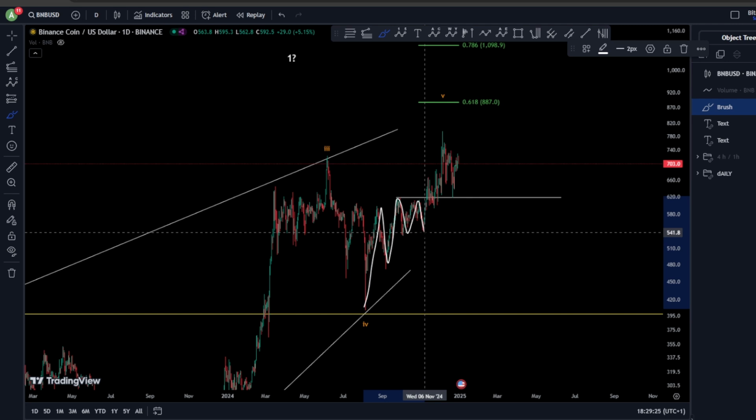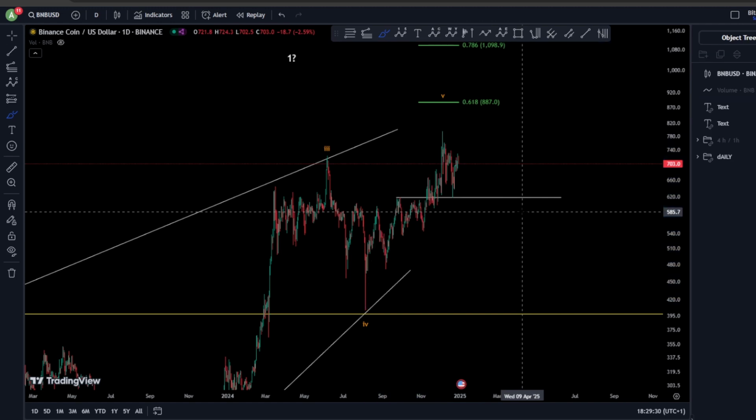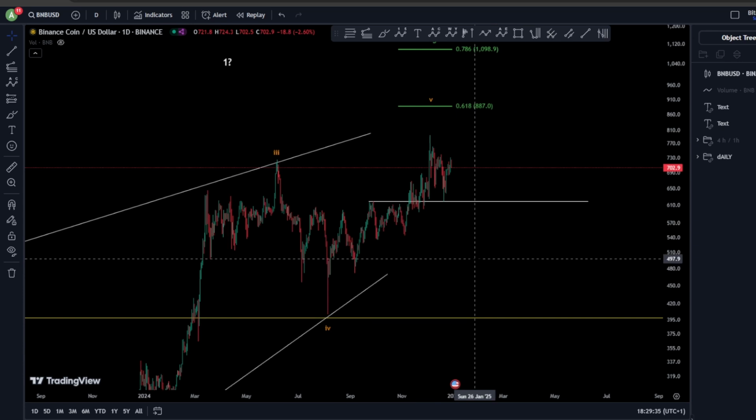And having an ABC here as another zigzag, and then 1, 2, 3, 4, 5, again ending diagonal for a wave C, finishing this wave. Therefore, this possibility goes a little bit low.